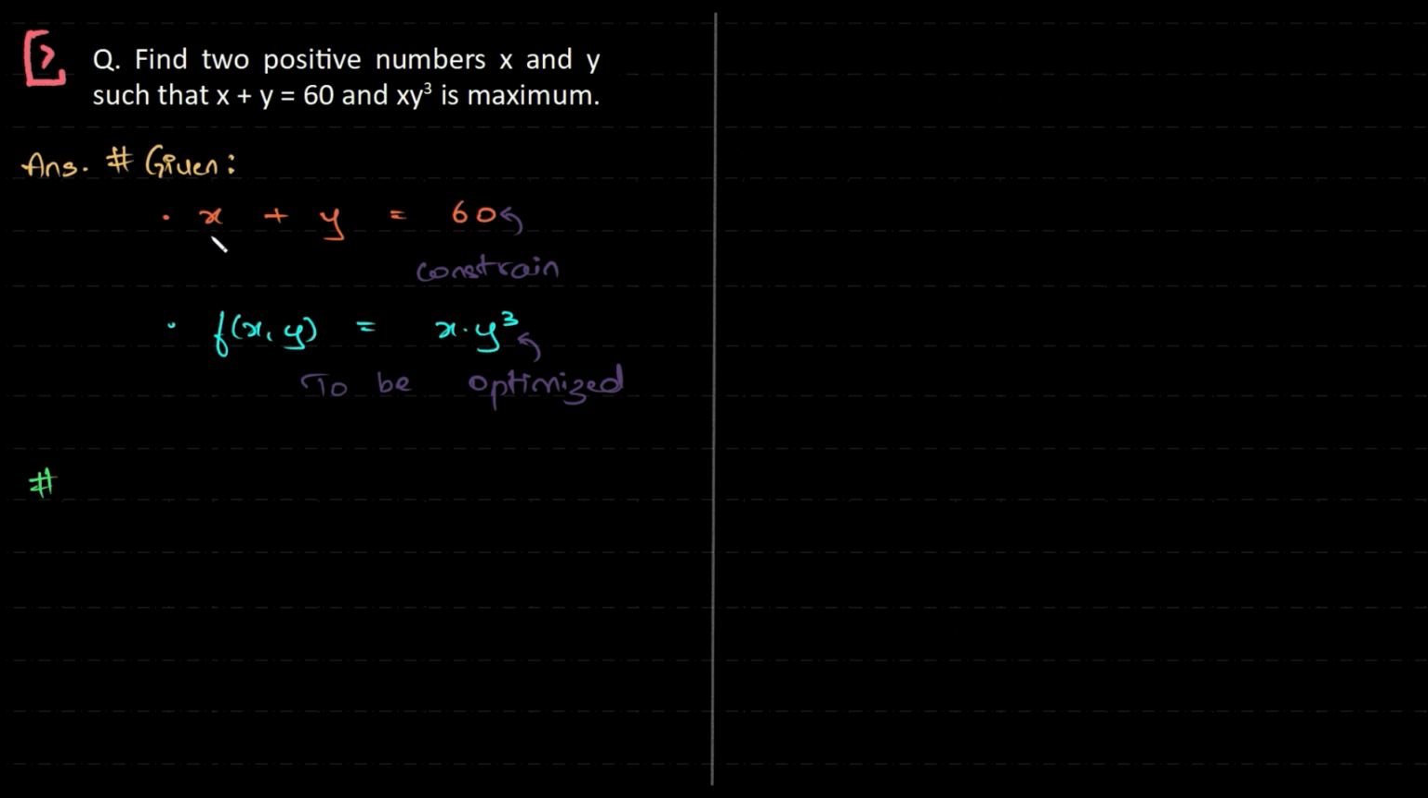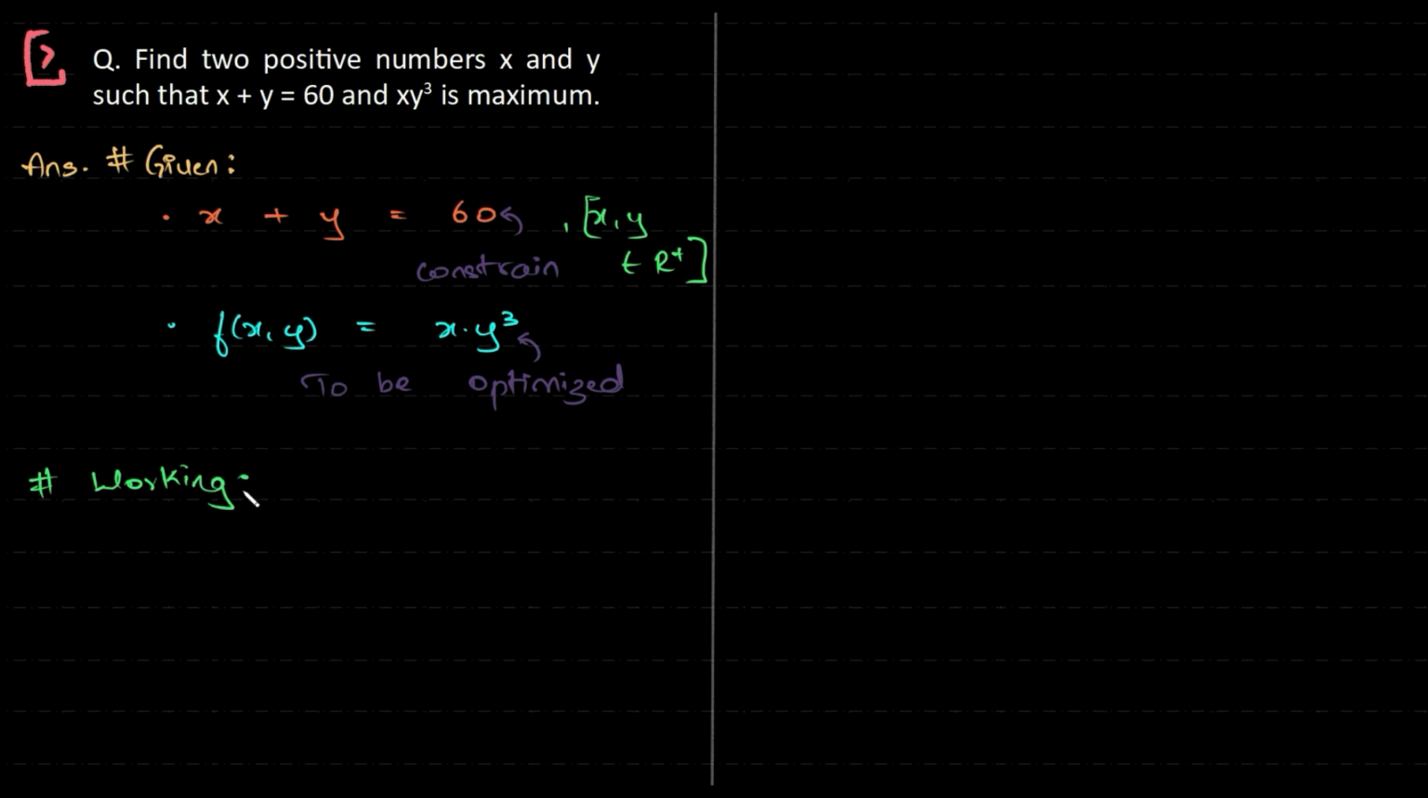But if I tell you that x plus y has to add up to 60, and x and y have to belong to positive real numbers, so if this is so, what is the funda? This would be the constraint, and this has to be optimized. Such a question, how do you handle?